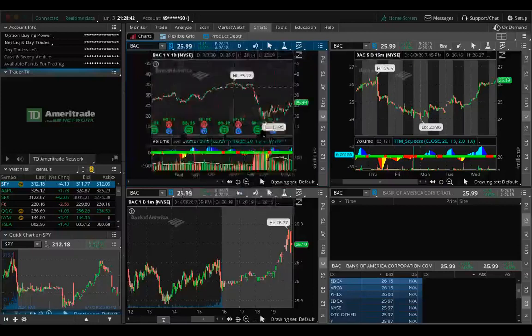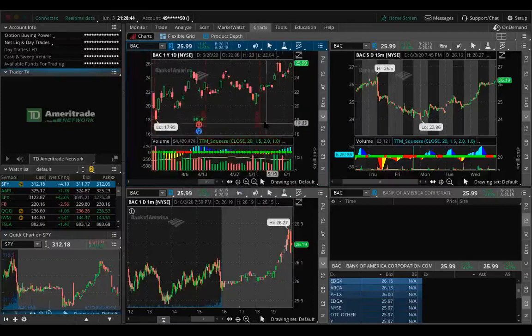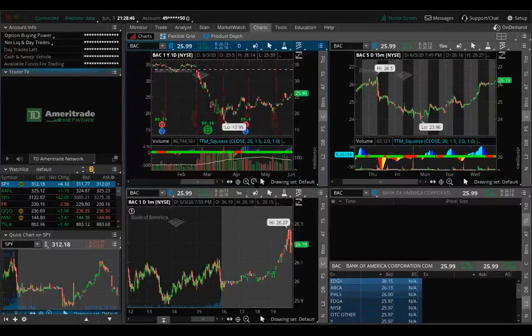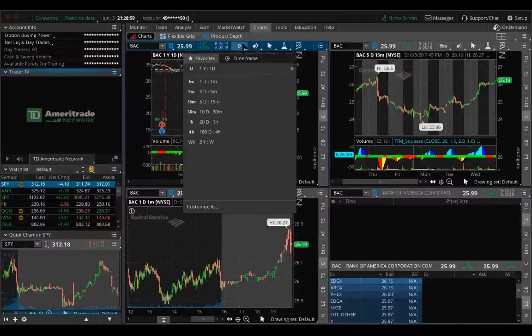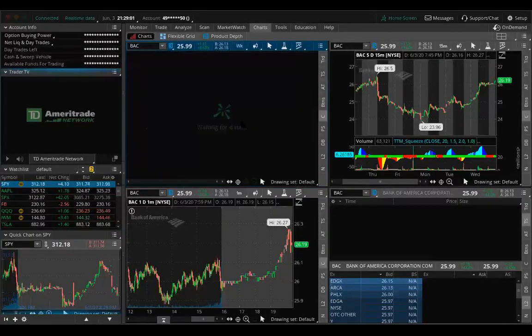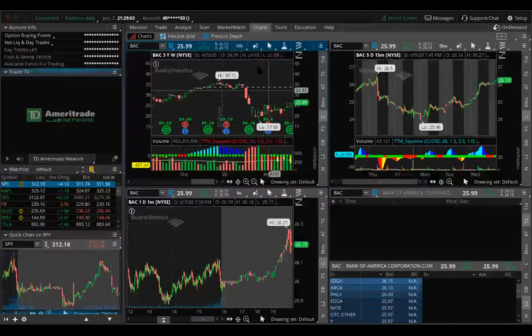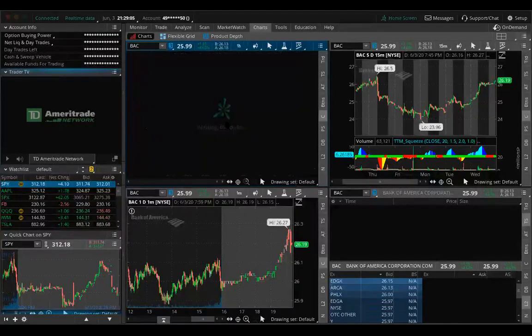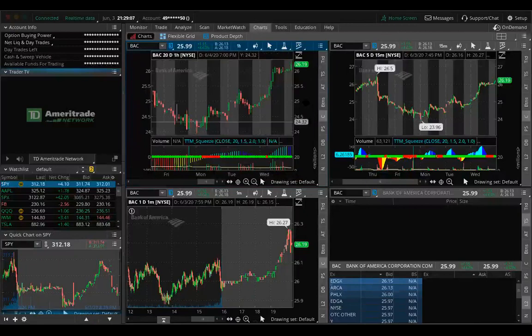Like Bank of America, we're trying to break out of this range, 26 range. We could very well see a nice rally, depending on how these tickers hold up. We've already seen a pretty nice rally, but we could definitely see some more.